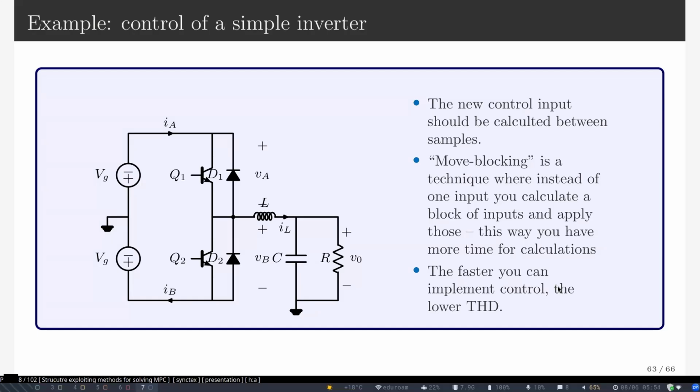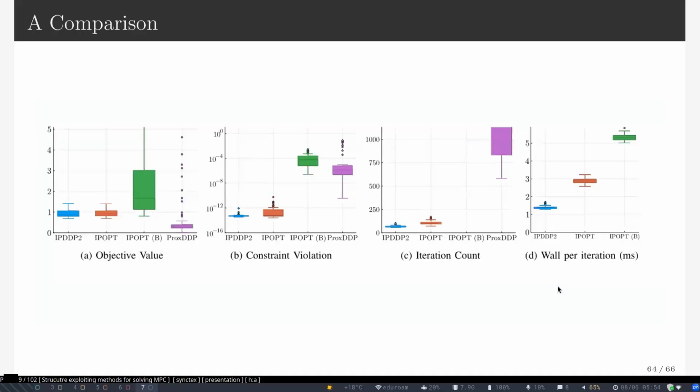You can get away. As long as you do your feedback implementation fast enough, you can get away with a lot of shoddiness in your modeling. And the observation is that the THD, the harmonic distortion, is much lower when you have these fast MPC solutions. At least that's the observation by Tobias Geyer.